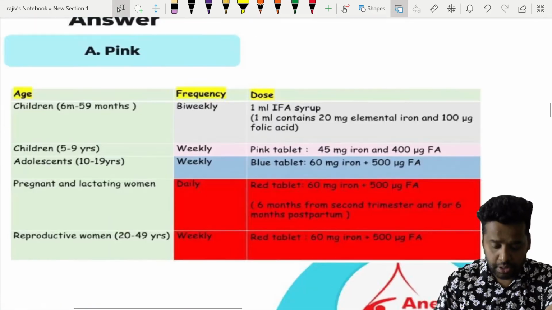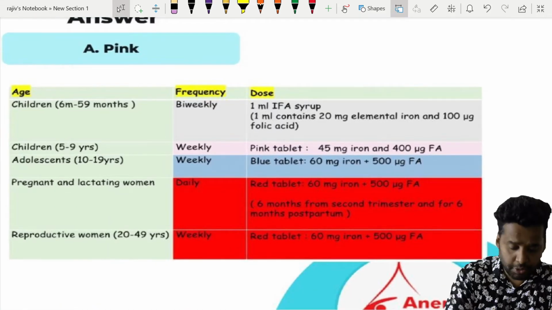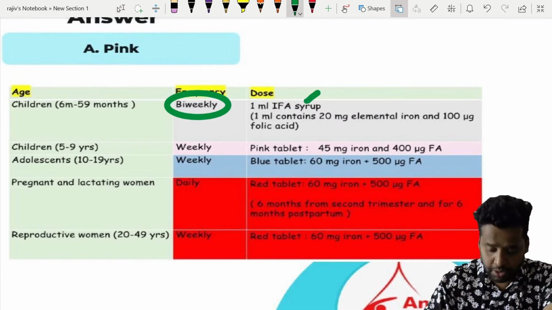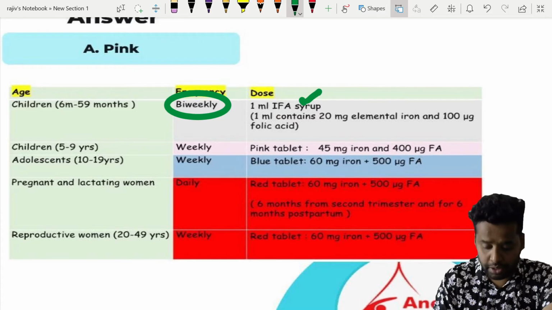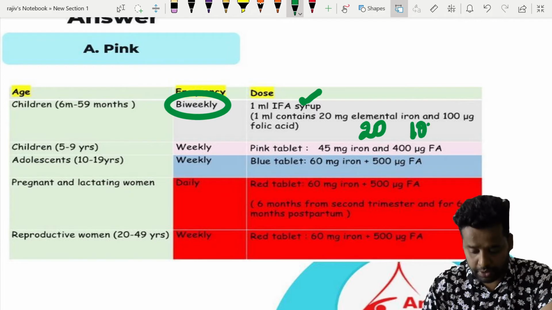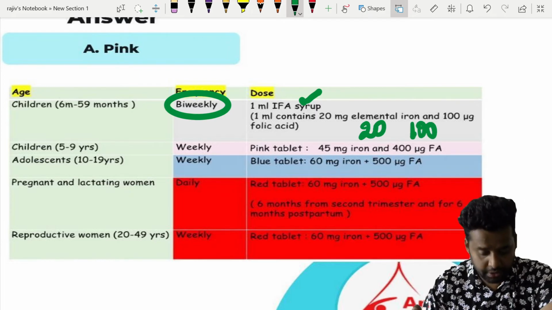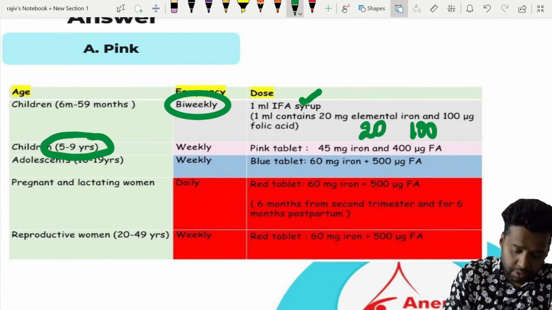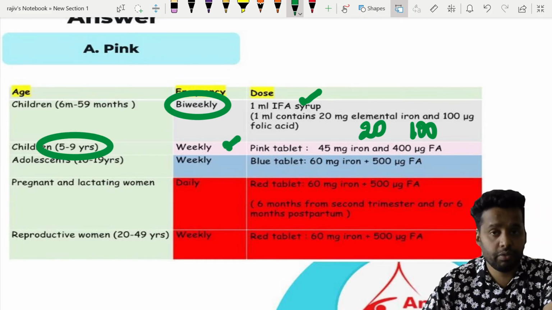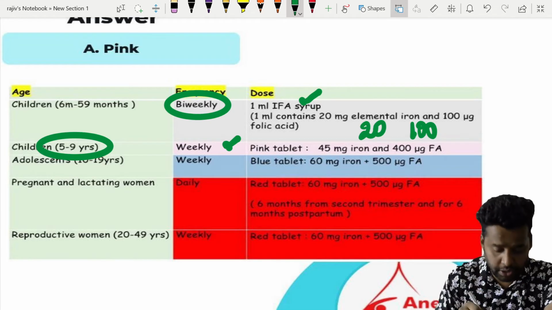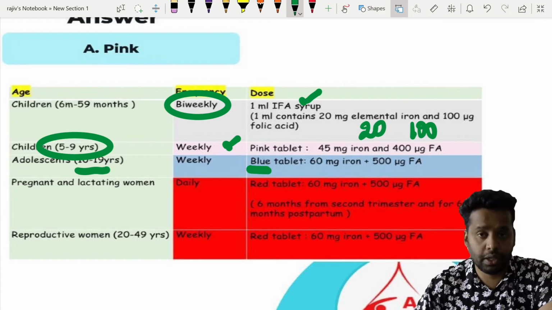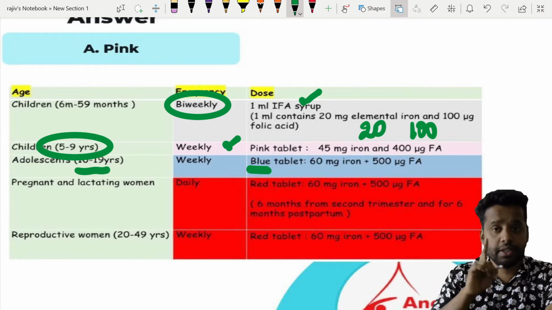See here, children aged 6 months to 5 years will be taking biweekly supplementation of 1 ml syrup. 1 ml has 20 mg elemental iron and 100 microgram folic acid. 5 to 9 years, your question was 7 here, will take weekly once pink color tablet, 45 mg and 400 microgram. Adolescents 10 to 19 will take weekly once blue color tablet. Dose is important, 60 and 500.